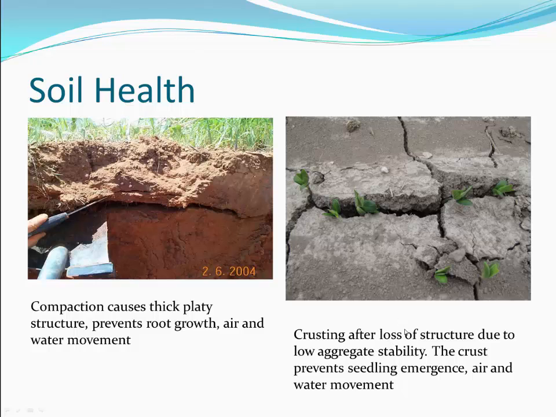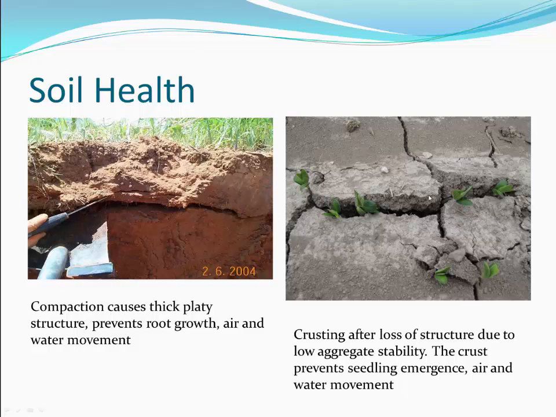And then again, crusting that forms after a loss of structure. That's typically due to having a high silt content in the soil and having no residue on the surface. So when we do get heavy rains, the raindrop impact is able to soften and dissolve these aggregates, and then they separate into individual silt, clay, and sand particles, and that's why we get a crust forming. When they dry out, they form the crust.